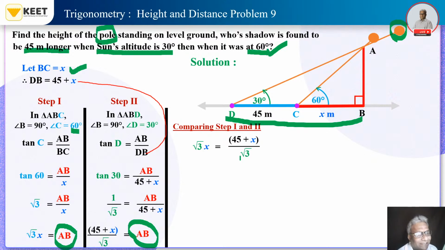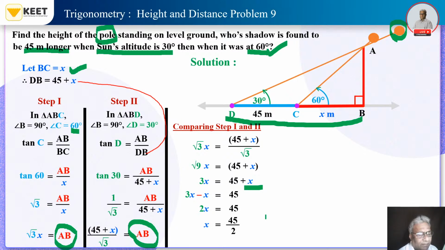Now here onwards there is a simple calculation. Just transfer this root 3 from the denominator to the left hand side. So it will become root 9 x is equal to 45 plus x. Root 9 is 3, therefore you will get 3x equals 45 plus x. Now transfer this x to the left hand side, so it will become 3x minus x is equal to 45. Then simple subtraction will give you 2x equals 45. Then taking the 2 to the right hand side in division, x is equal to 45 by 2, and the simple division will give you 22.5 meters. So this is the value of x.